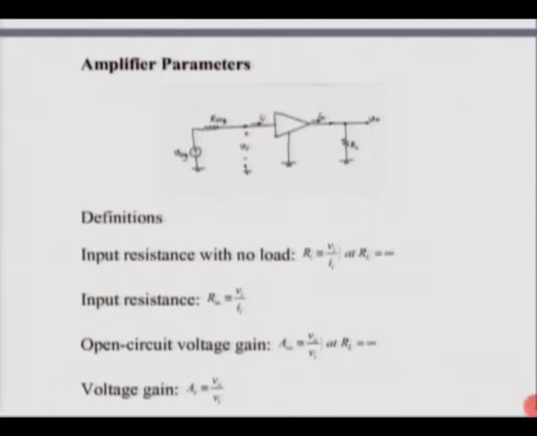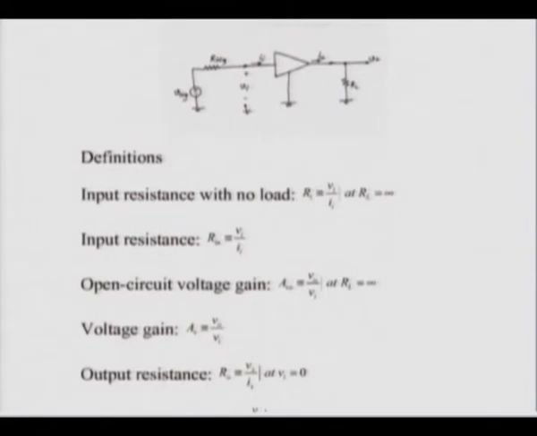Now, the definitions, the parameter definitions for an amplifier are as follows. Input resistance with no load is defined as Vi by Ii, that is for RL equal to infinity. Now, input resistance R in is defined as Vi by Ii with RL in place. We will come to this in a minute.